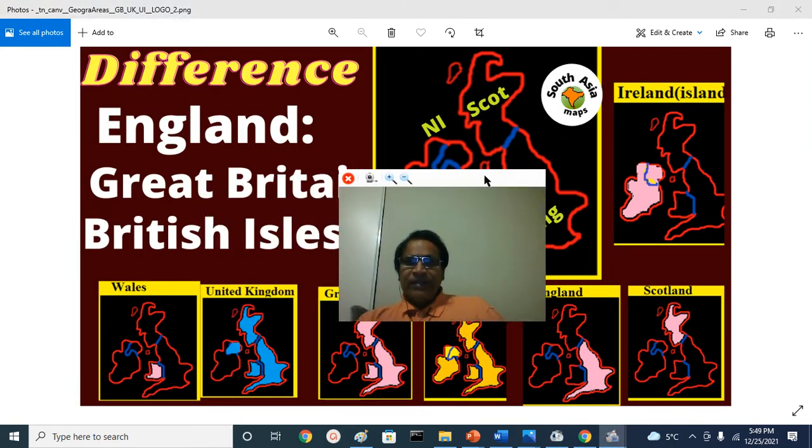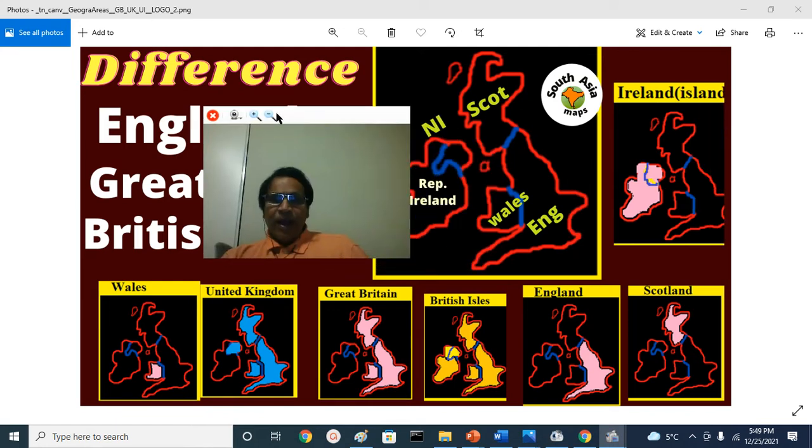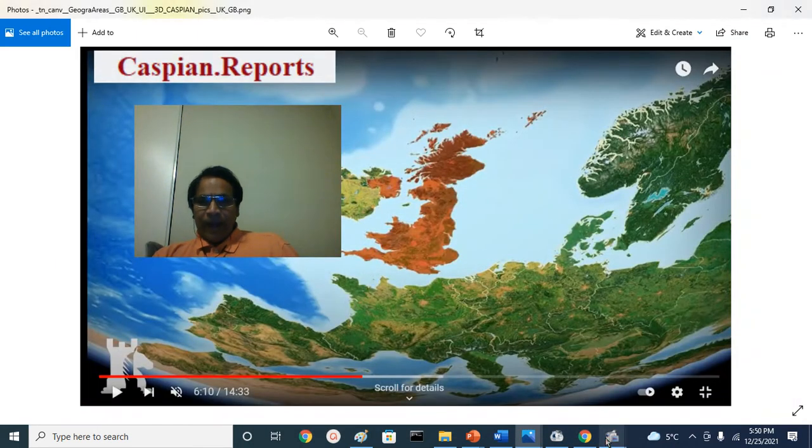And this gives essentially the same thing. Scotland is a country, England is a country, Wales is a country, RI, Republic of Ireland, is a country, NI, Northern Ireland, is a country. The United Kingdom is four of these countries, and the British Isles is these two islands plus other minor islands. The core region, the economic center of this region, is England, and another important region on the northern side is Scotland.